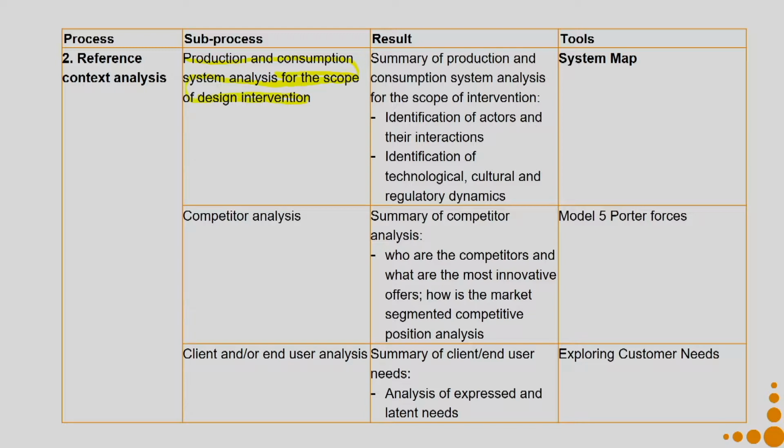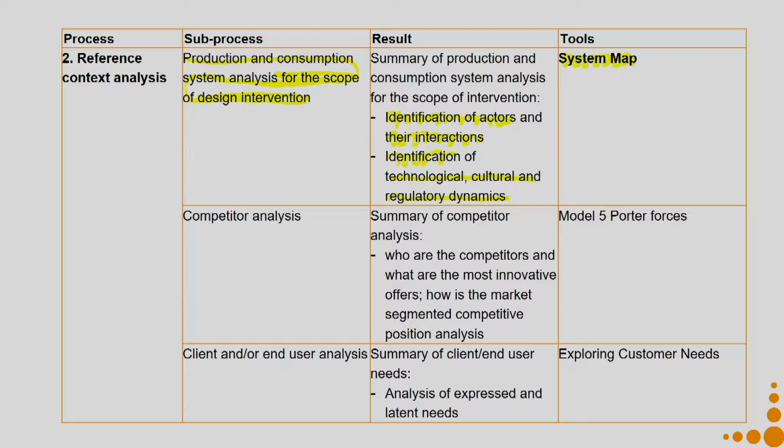So I have to understand the production and consumption in this particular context. So what I try to do is a summary of production and consumption system analysis for the scope of intervention, by first identification of actors and the interactions that they have amongst each other. Then I will identify the technological, cultural and regulatory dynamics. What I will do is use a systems map for doing this. We already discussed how to identify actors and their interactions, so I will not discuss again how to make the systems map.